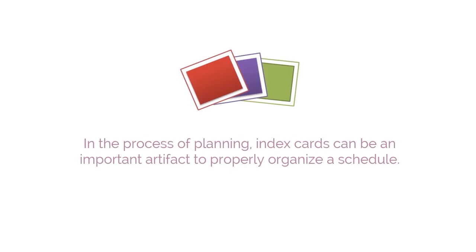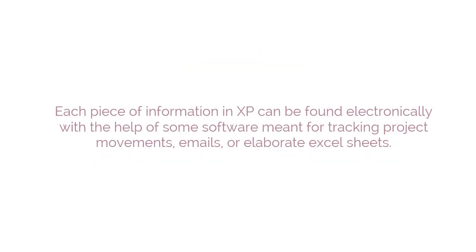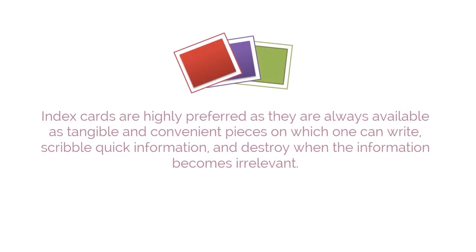For example, in the process of planning, index cards can be an important artifact to properly organize a schedule. Being transparent as it is, each piece of information in XP can be found electronically with the help of some software meant for tracking project movements, emails, or elaborate Excel sheets. However, index cards are highly preferred as they are always available as tangible and convenient pieces on which one can write, scribble quick information, and destroy when the information becomes irrelevant.